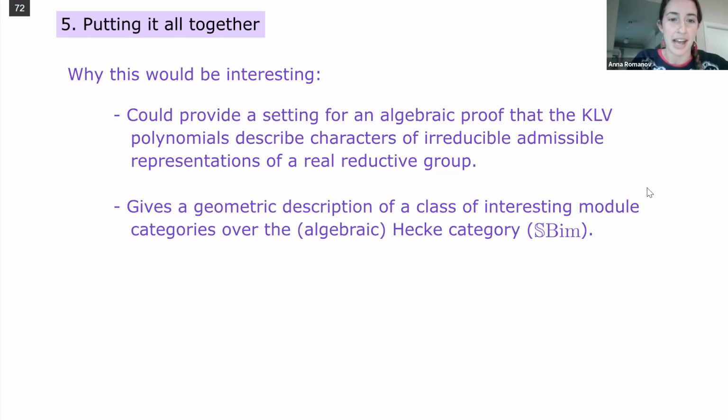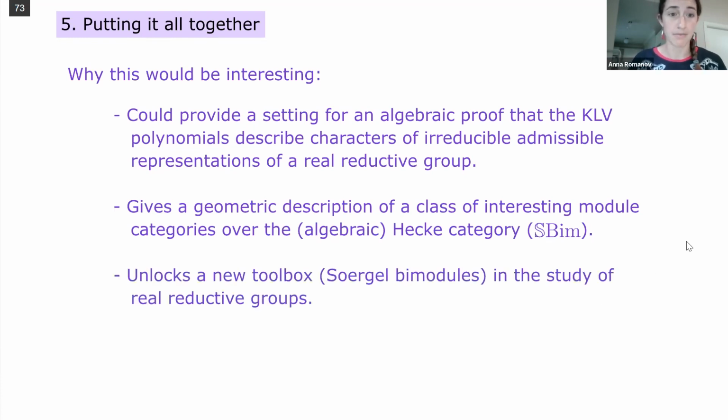Another perspective is that these module categories that I mentioned are of independent interest if you're a person who likes Soergel bimodules. Module categories over Soergel bimodules are a thing that people study and are interested in. And this is some class of them that's not well understood. And in certain cases, when our reflection subgroup corresponds to a real Lie group, this gives us a description of these module categories geometrically.